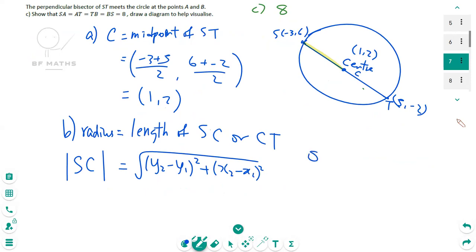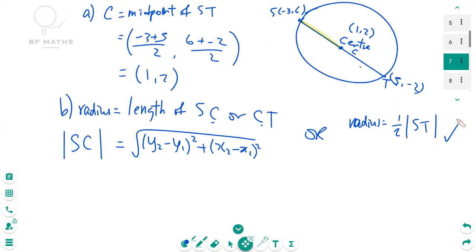By the way, you can also do the radius equals half of ST. If we know ST is the diameter, we can do half of ST, which in hindsight is a safer option than SC or CT, because using C means you have to rely on your previous answer, which is a risk if you got part A wrong. Therefore, half of ST might be the safer bet. Anyway, since I've started with SC, I'll go with it.